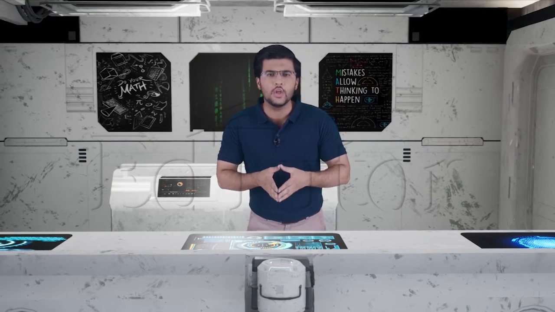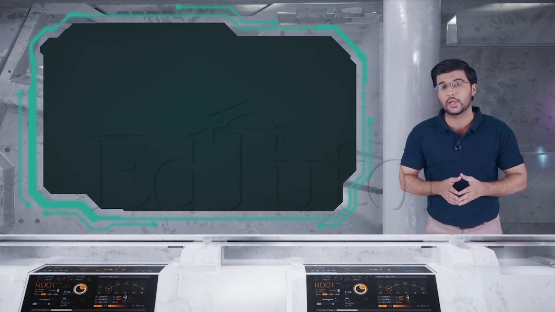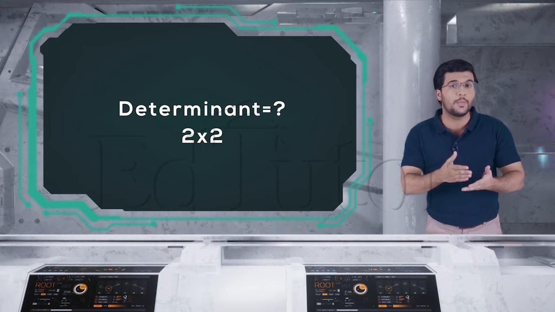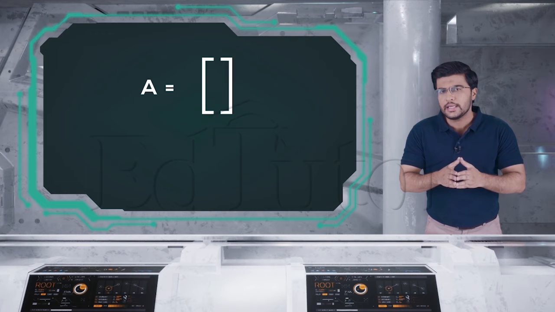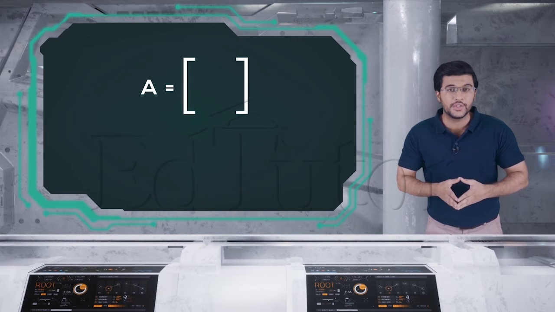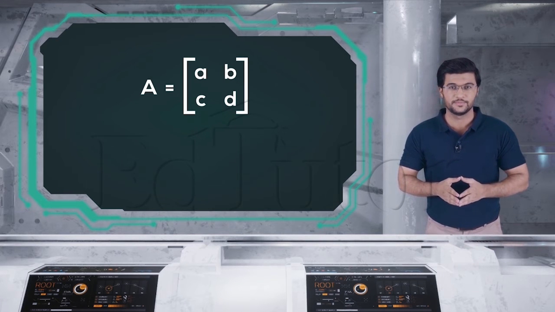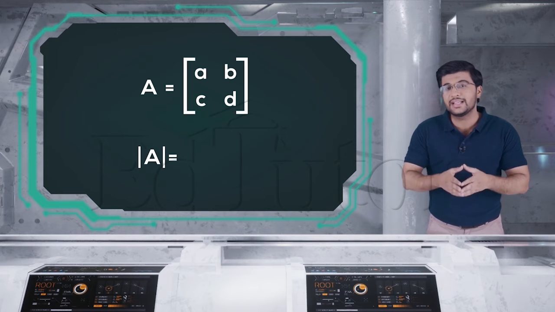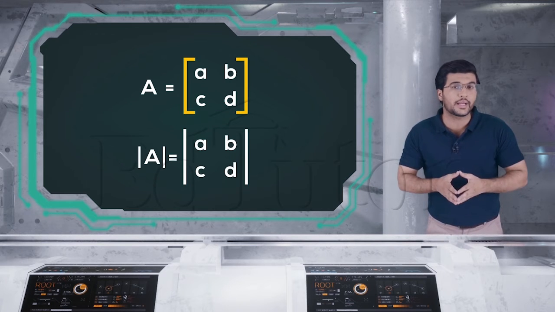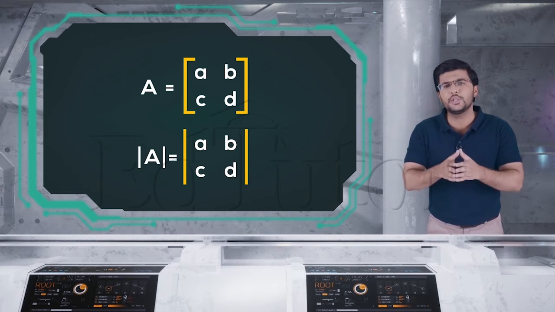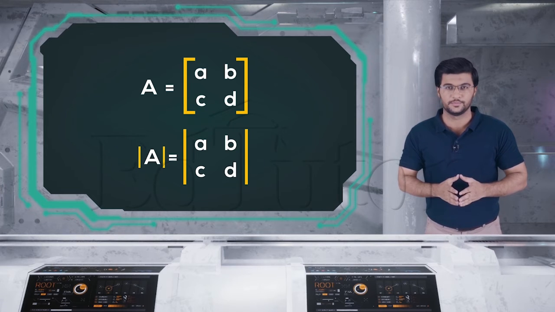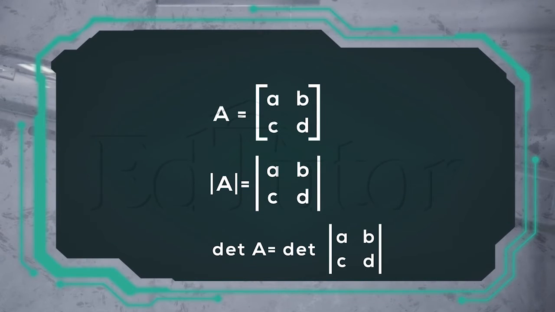Let's now put all this information into action and learn how to calculate the determinant for a 2 by 2 matrix. Here is our matrix A with the entries a, b, c and d. To find its determinant, replace the brackets with vertical bars and put them around A. You can even show it like this as well.